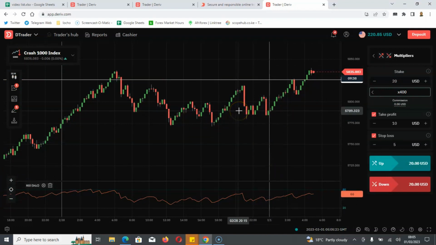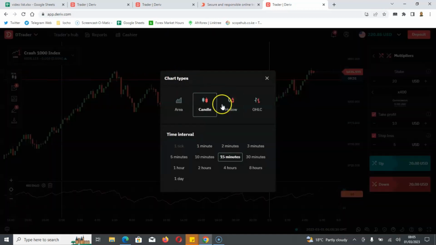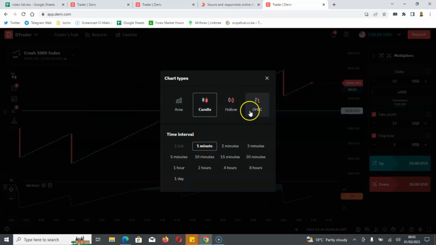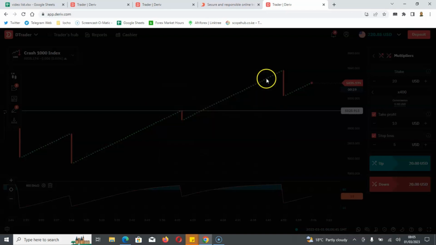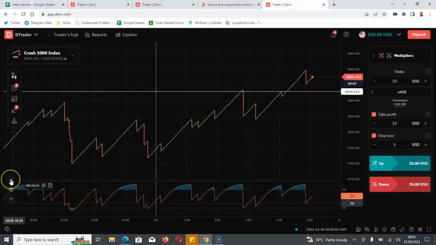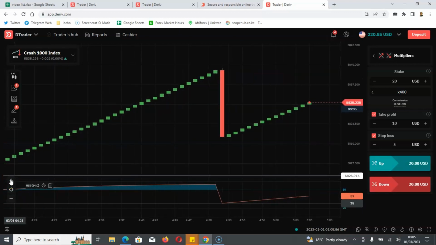So this is how Crash 1000 looks like, and for you to trade Crash 1000, you need to actually put the candles to 1 minute. You can use Heikin Ashi, you can use OHLC or area, but I prefer to use candle. But the one you think you are comfortable with, you can also use. Then these plus and minus signs just help you to zoom in and out of this particular chart.